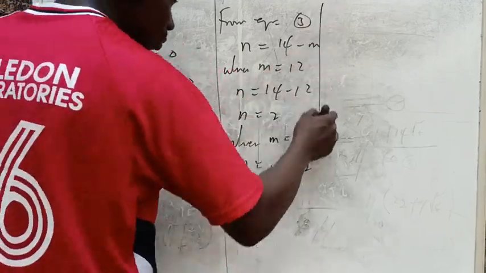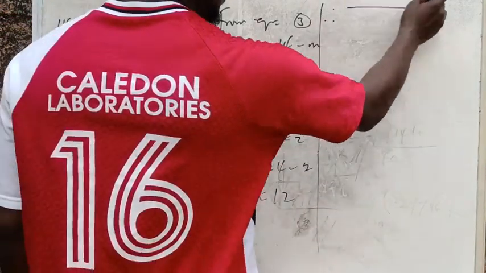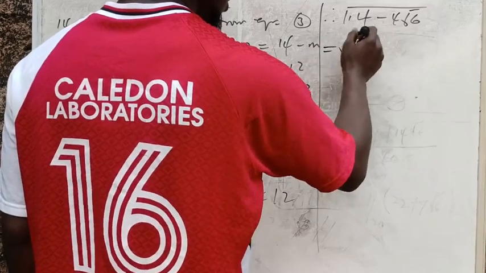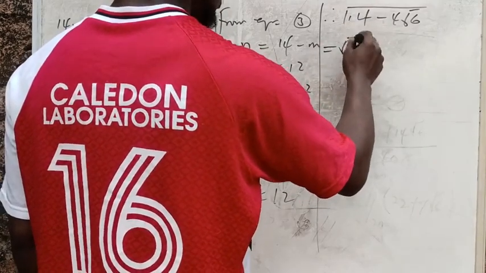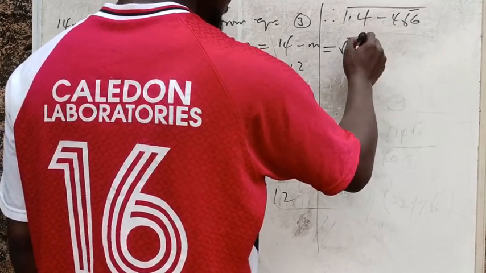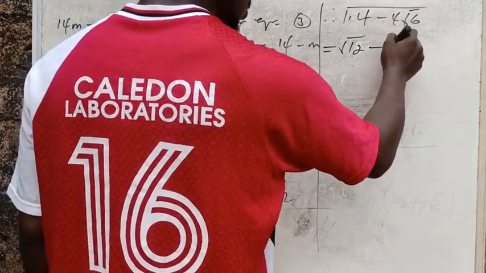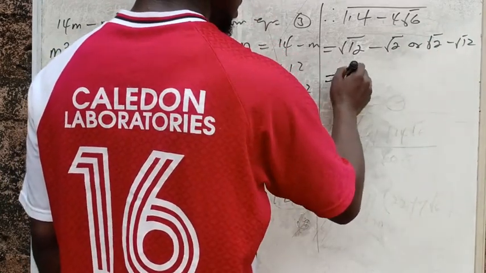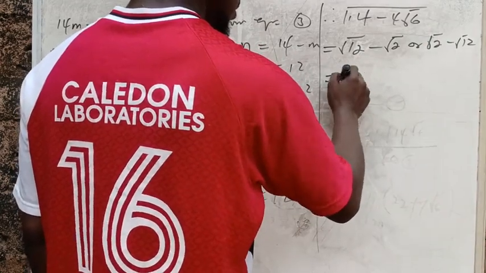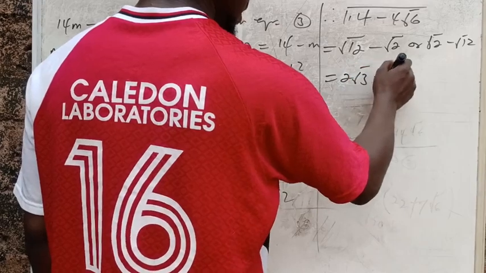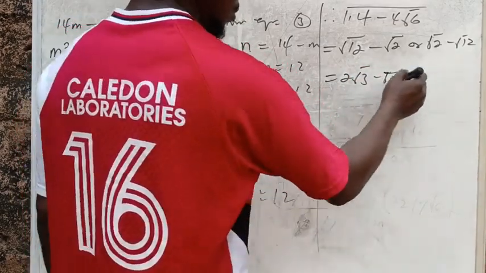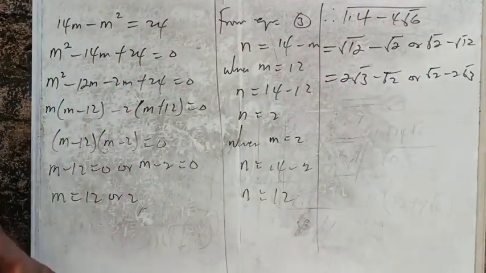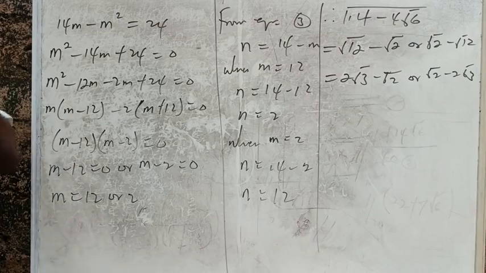So you can now say therefore the square root of 14 minus 4 root 6 is equal to root 12 minus root 2, or root 2 minus root 12, which is 2 root 3 minus root 2, or root 2 minus 2 root 3. All right, so that becomes the solution to the problem.